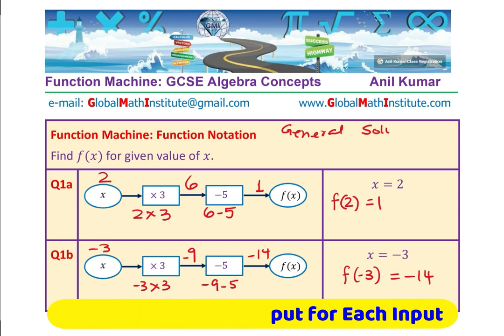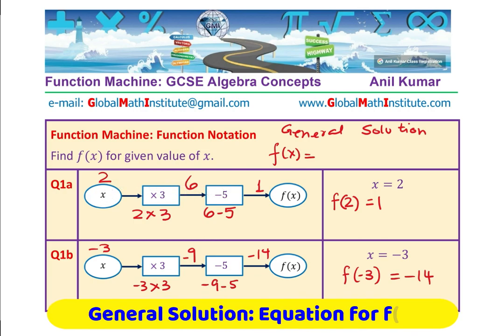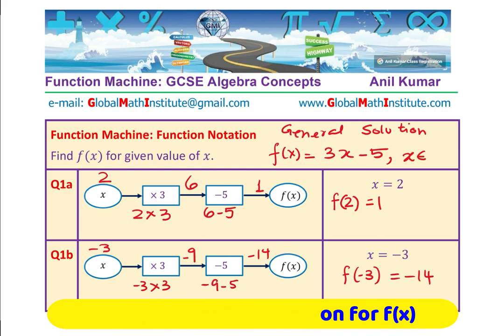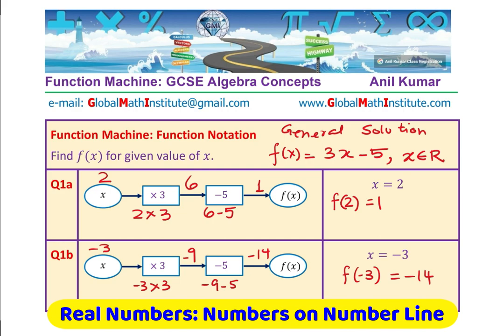Now, you could also write a general solution here. General solution really means the equation relating x with f of x. So we can say f of x is equal to 3 times x minus 5. Does it make sense? That becomes the output for any input x, right? We also sometimes write x belongs to the set of real numbers. When the equation is given like this, it is assumed that x can take any real number value. Perfect? I hope this concept is clear.